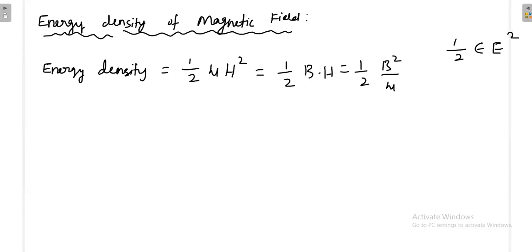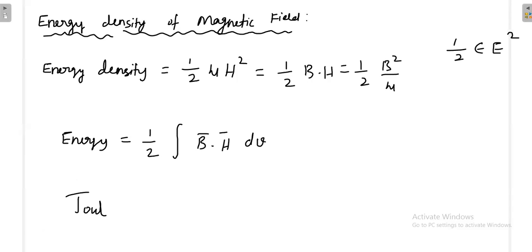So then what is the energy? The energy due to the magnetic field is 1 by 2 integration B dot H dV. Energy means joule, so you try to prove that joule is equal to joule. On this side you have B, H and a volume integral. You know the unit of B and the unit of H, so finally you prove that joule is equal to joule.